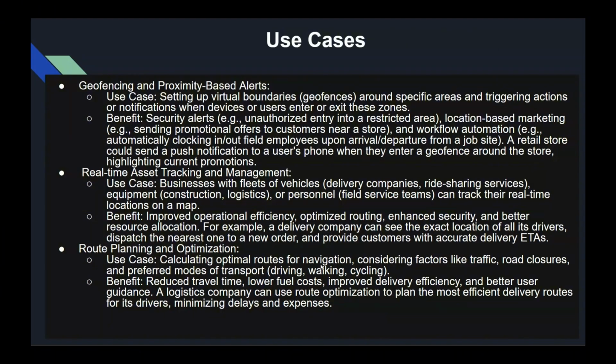Route planning and optimization is another use case where it would help in calculating optimal routes for navigation, considering factors such as traffic, road closures, and preferred modes of transportation. Another example could be a food delivery application. With Amazon Location features, you can automatically notify the restaurant when a delivery driver is nearby, thus reducing wait times and maintaining the quality of the food.